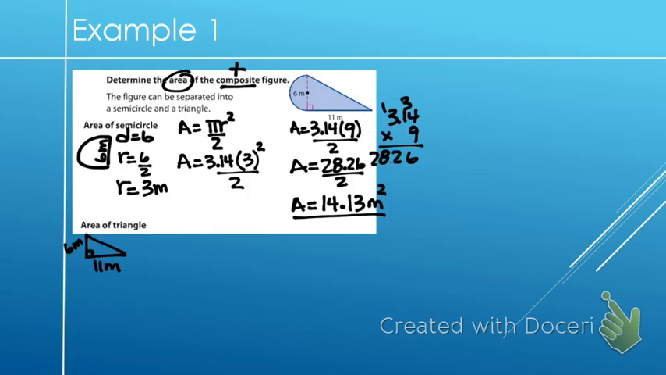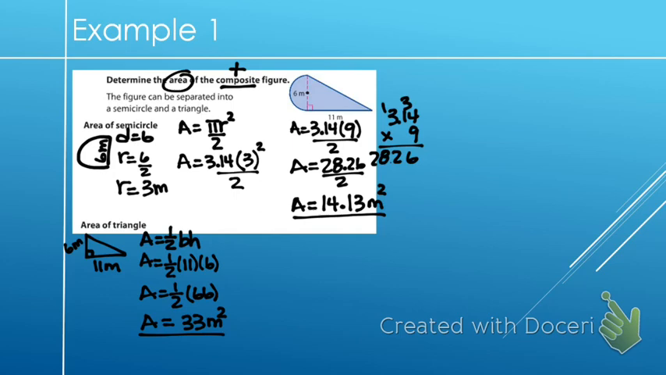Okay, so now we need to find it for the triangle. The formula for area of a triangle is 1/2 base times height. Remember, all your formulas are on your formula chart, so you don't need to memorize them. Our base on our triangle is 11. Our height is 6. So area equals 1/2 times 11 times 6, we get 66. It's the same thing as 66 divided by 2, which gives 33 meters squared. And that's just the area for the triangle.